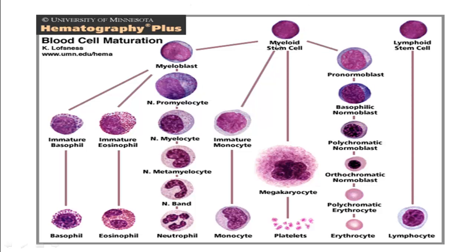This picture here shows the myeloid cell and lymphoid cells and their ending at lymphocyte, erythrocyte, platelets, monocyte, neutrophil, eosinophil, basophil.